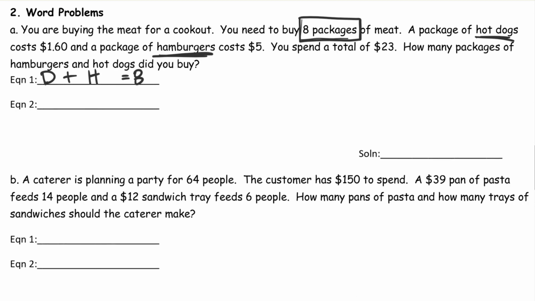And then the other equation is going to be hot dogs, which were $1.60. So that's 1.6 times D. I don't need the extra 0, but it's $1.60, so we'll put it in there. And hamburgers are $5, so 5H. And how much did we spend? We spent $23. So those are our 2 equations.